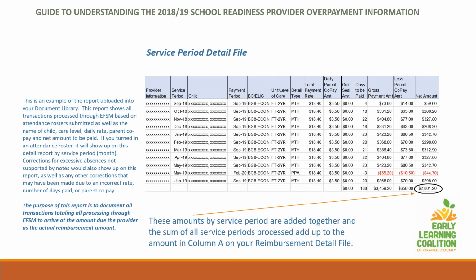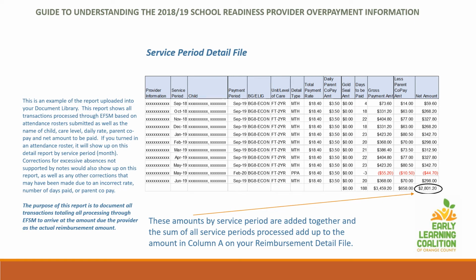Moving on to the service period detail file. This is a monthly listing of all children processed via your attendance rosters submitted. You may see corrections on this report to correct a rate or the number of days paid as examples, and those should appear as negatives or positives depending on the adjustment itself. You may see other types of adjustments to correct system entries.